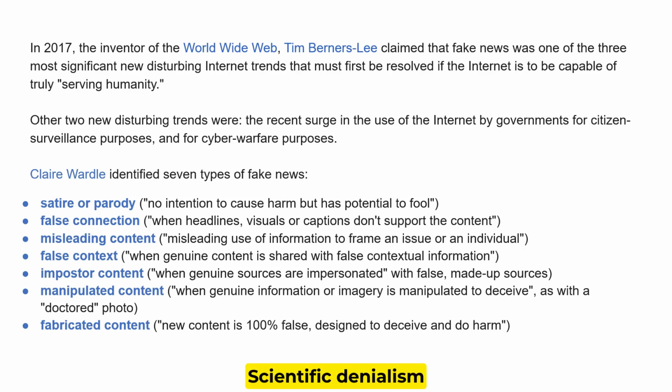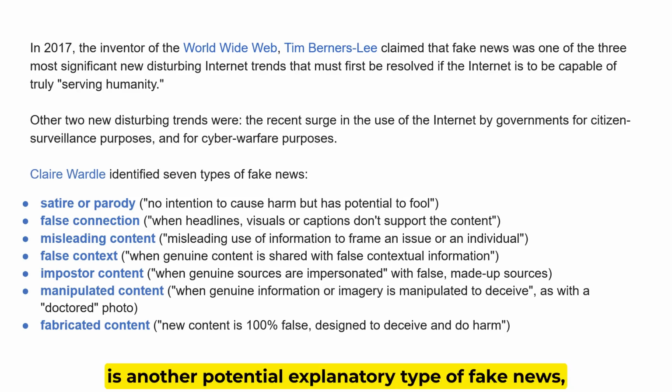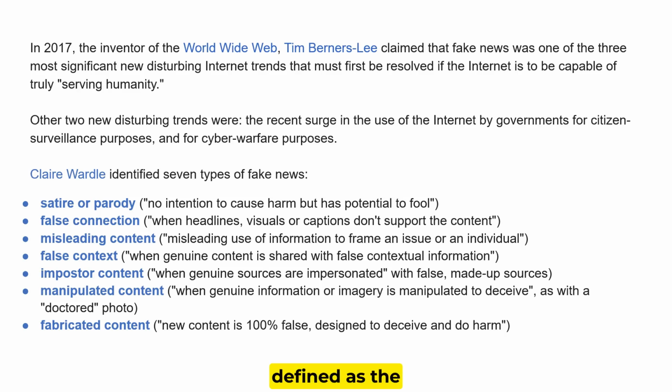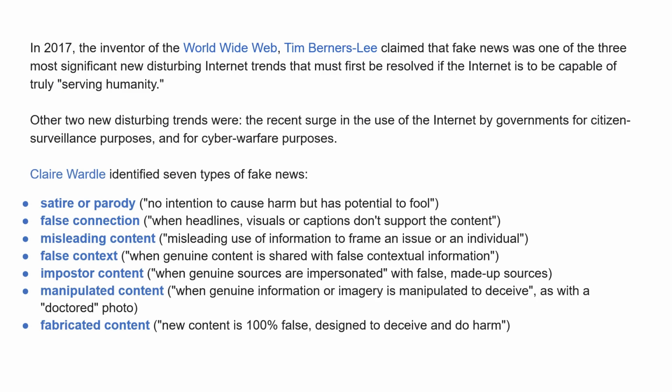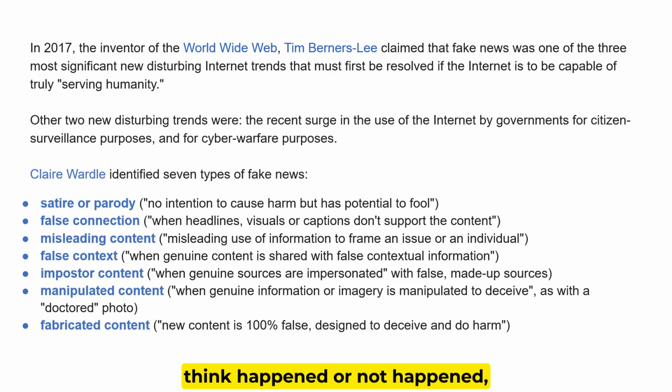Scientific denialism is another potential explanatory type of fake news, defined as the act of producing false or misleading facts to unconsciously support strong pre-existing beliefs. For example, a scientific denialism is what some think happened or not happened, which is the denial of the Holocaust.